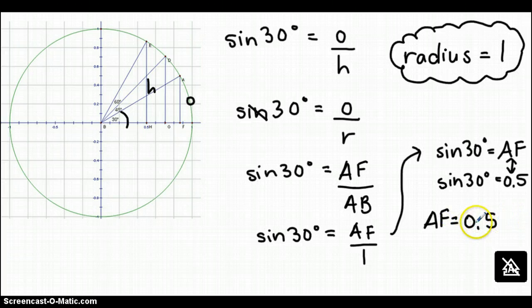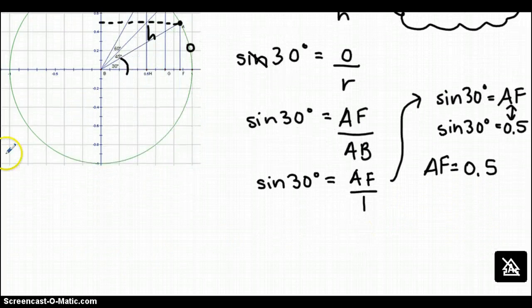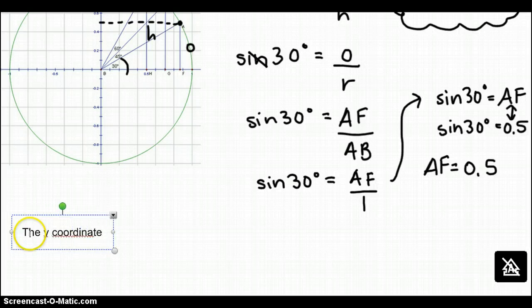If you look on your diagram, however, it's only the point A that is equal to 0.5. If you follow along for the y-coordinate, the y-coordinate is equal to 0.5. So that is very, very important to note that it is just the y-coordinate here. I'm just going to write that down. The y-coordinate is equal to 0.5.